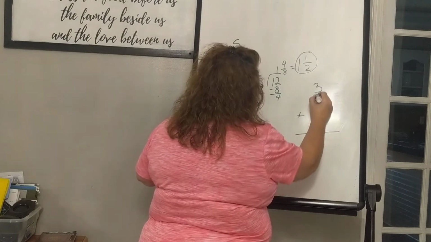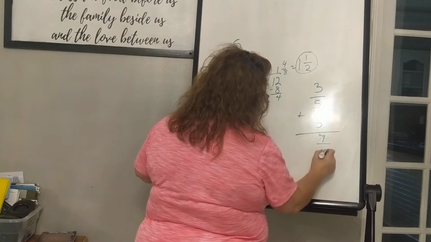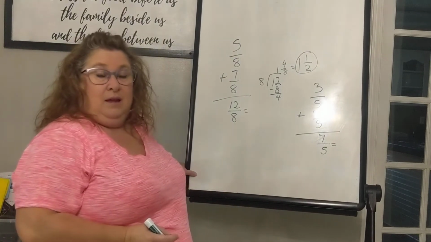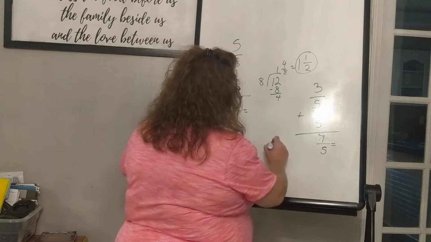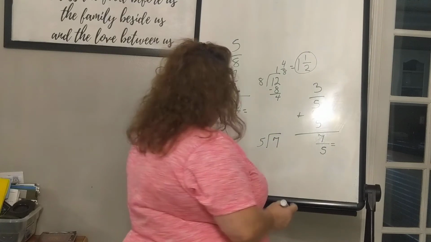Okay, so we add our numerators. 3 plus 4 is 7. And our denominator is 5. What's wrong with this fraction? It's improper. It can't be our final answer. So we are going to have to divide 7 divided by 5 and write our remainder as a fraction.